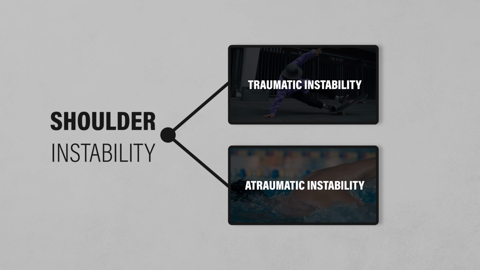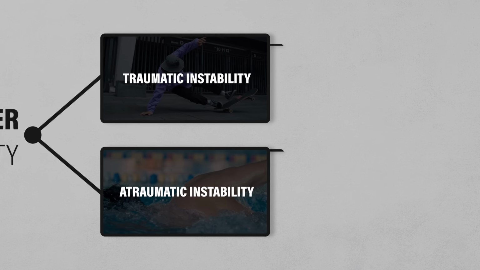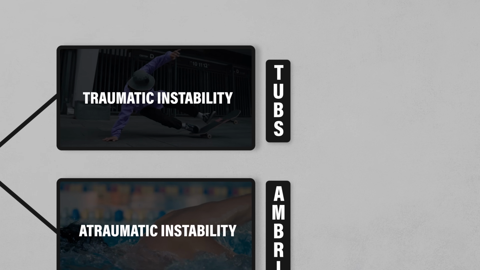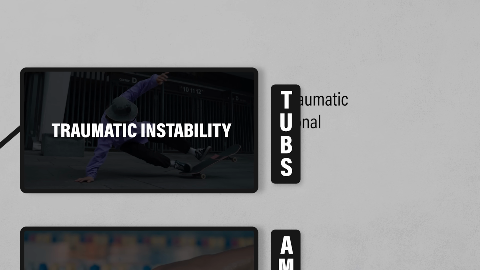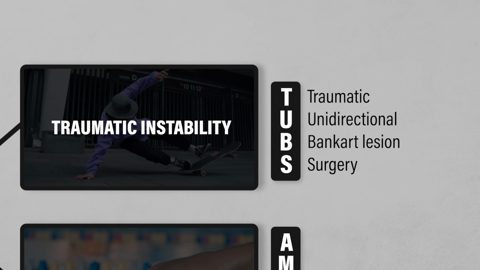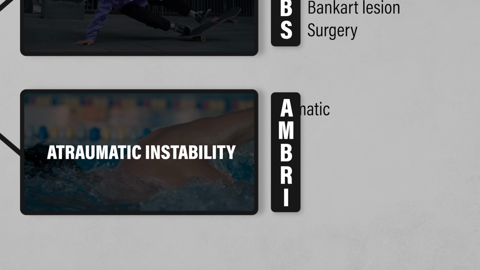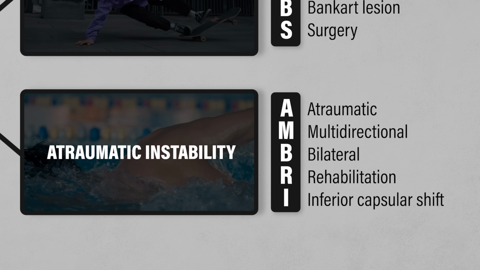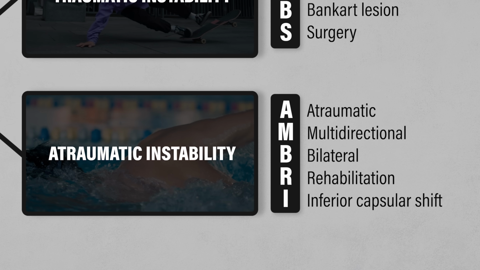In an attempt to simplify these types, traumatic and atraumatic instability are sometimes referred to by the acronyms TUBS and AMBRI, respectively. TUBS stands for Traumatic Unidirectional Bankart Lesion Treated with Surgery. AMBRI stands for Atraumatic Multidirectional Bilateral Treated with Rehabilitation, and if surgery is required, an inferior capsular shift is performed.